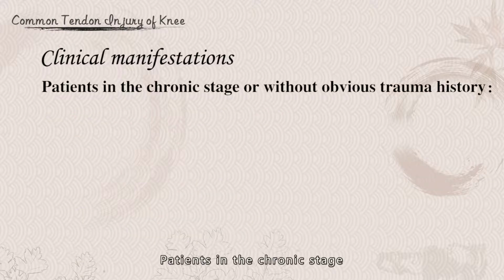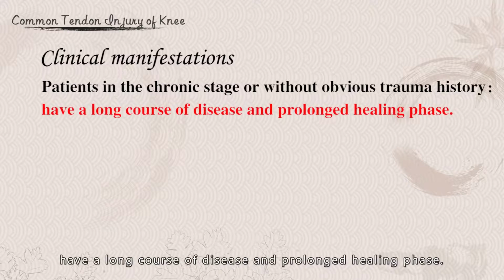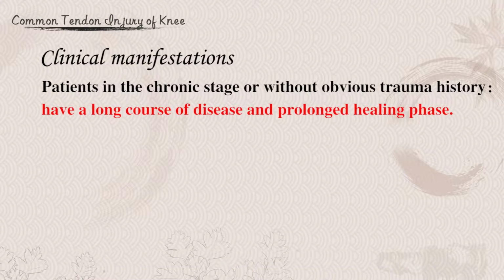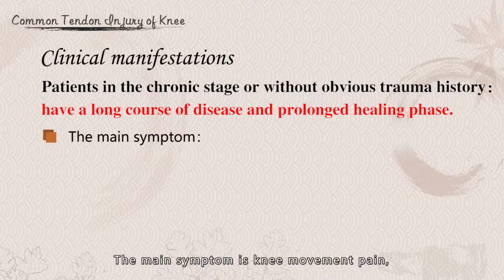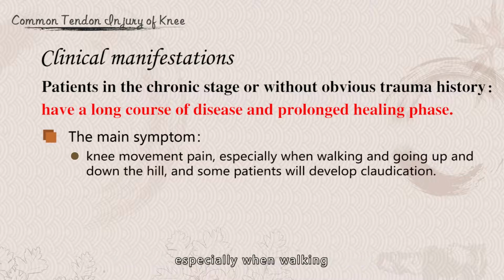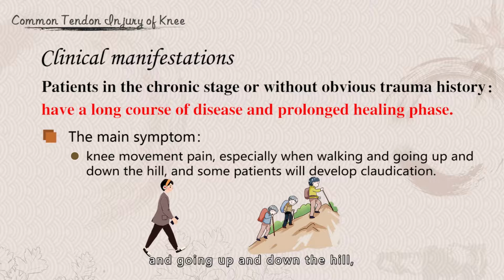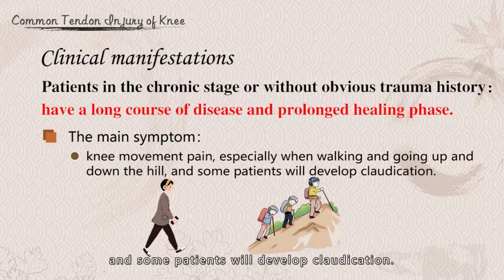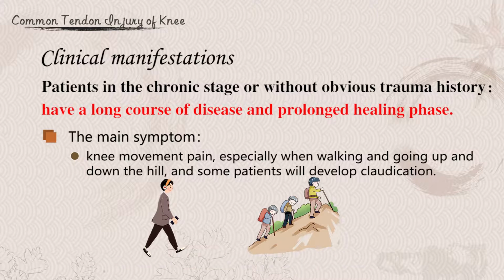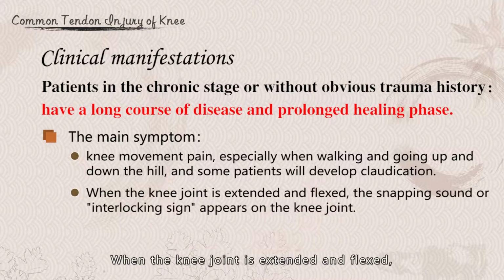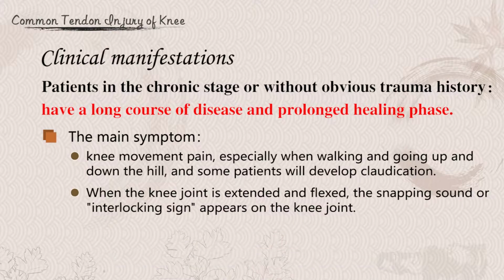Patients in the chronic stage or without obvious trauma history have a long course of disease and prolonged healing phase. The main symptom is knee movement pain, especially when walking and going up and down the hill, and some patients will develop claudication. When the knee joint is extended and fixed, a slapping sound or interlocking sign appears on the knee joint.